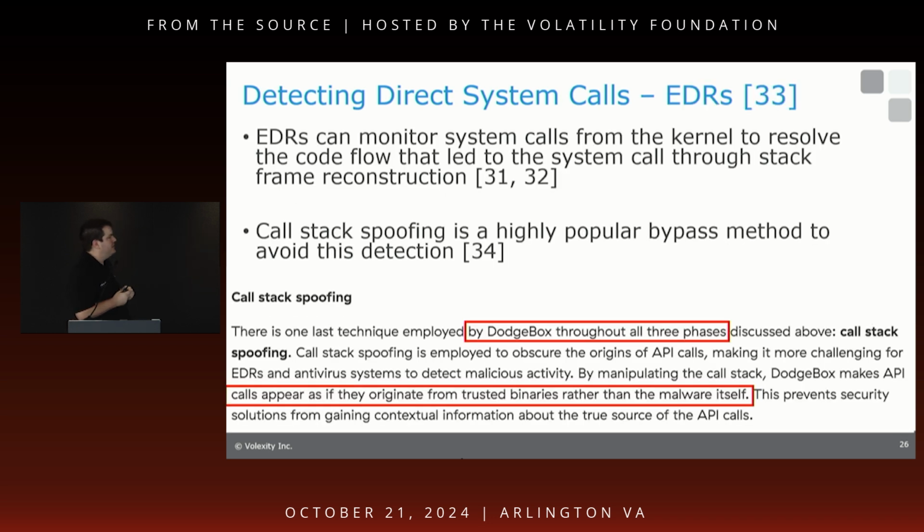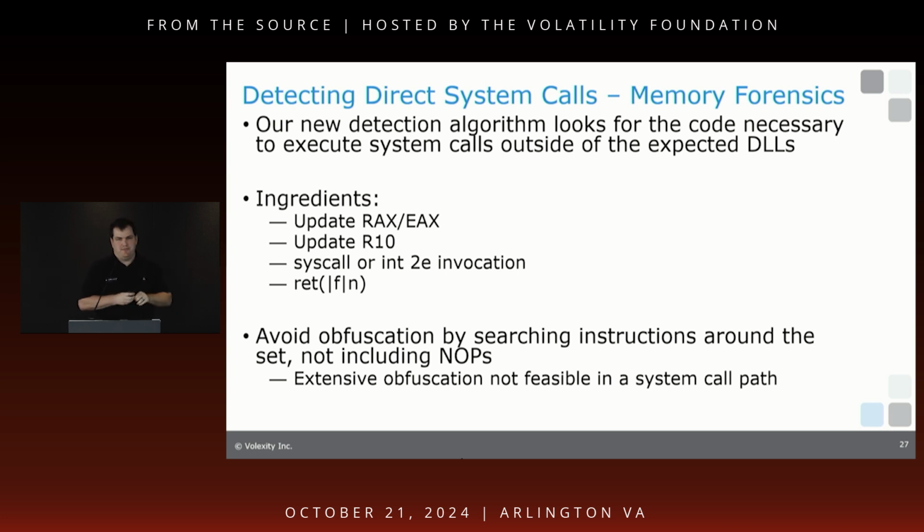Like I said, I like to put tons of references in my slides. Thankfully, we don't have to care about this stuff at all in memory forensics, but this actually came out midsummer. It was a super cool malware report, malware called DodgeBox, and I highlighted parts of it in red. It says throughout all 3 phases, the malware does call stack spoofing and a bunch of other things to change where the system calls look like they're coming from. And at the time, which was all of 3 or 4 months ago, it bypassed every EDR and was able to run freely. So we want to be able to detect this from a memory forensics perspective and not be bypassed like everything else.